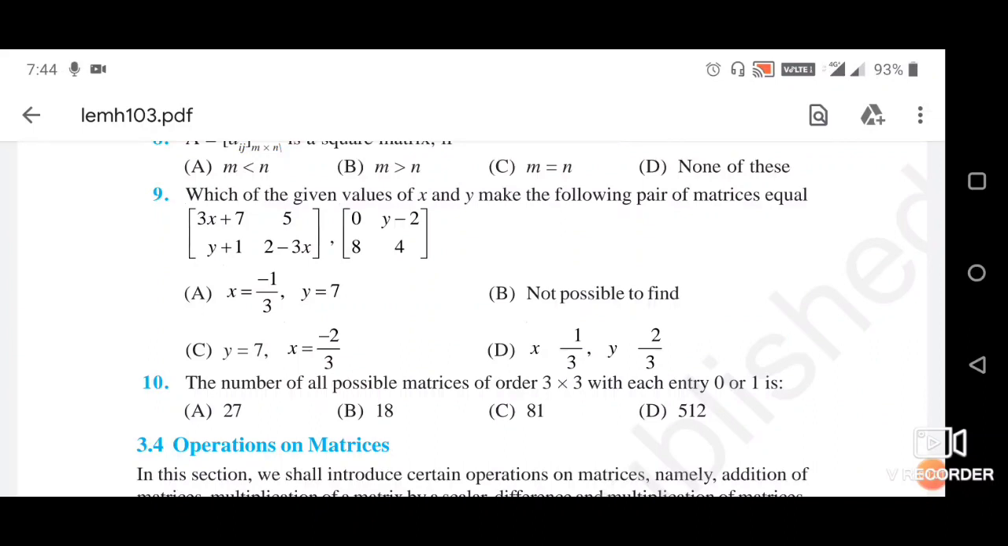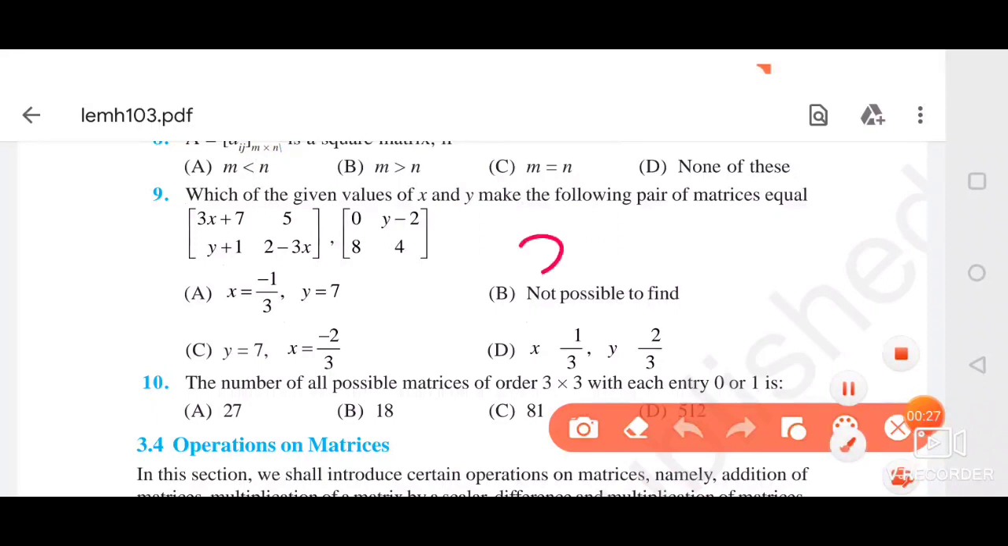Now in question number 9 we have which of the given values of x and y make the following pair of matrices equal. And for this question we have 4 options, option A, B, C and D. So in the given question we have 2 matrices and both of these of order 2 by 2. So our first condition is already satisfied.